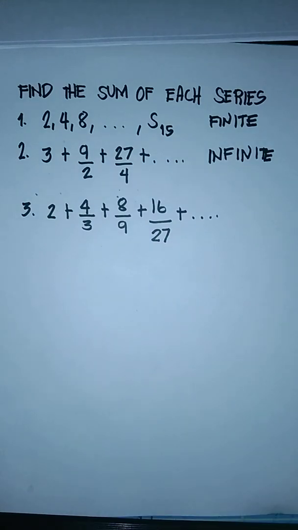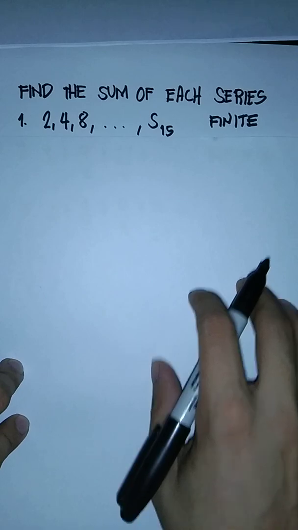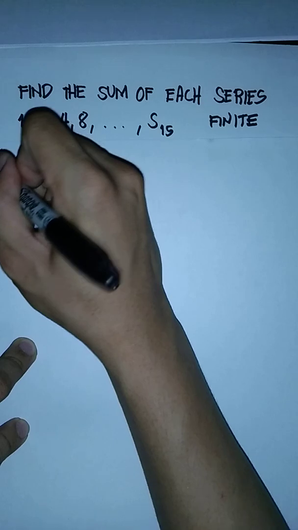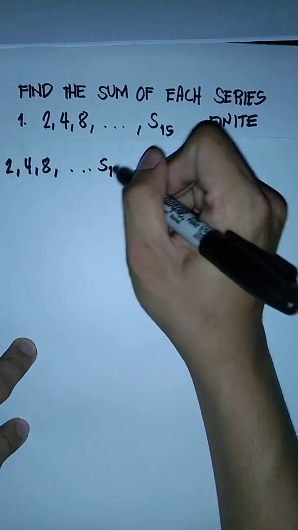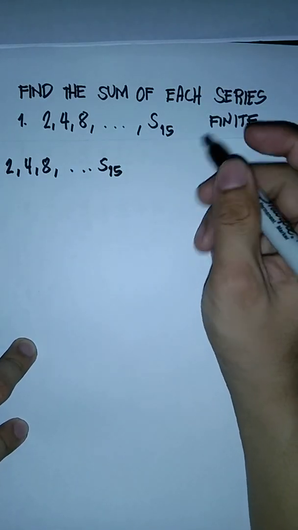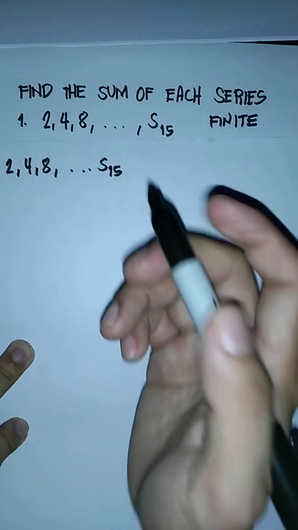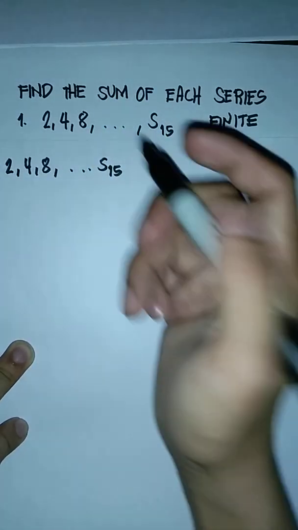But now, we will focus on solving para dun sa kanyang sum ng ating series. So, let's have number 1. So, yung number 1 natin, alamin muna natin kung ano nga ba siya, kung siya ba ay geometric progression or arithmetic progression. So, we have 2, 4, 8, and 15. So, how to determine kung ang isang series ay isang arithmetic or geometric? So, alamin muna natin yung kanyang difference, whether it is constant or hindi.